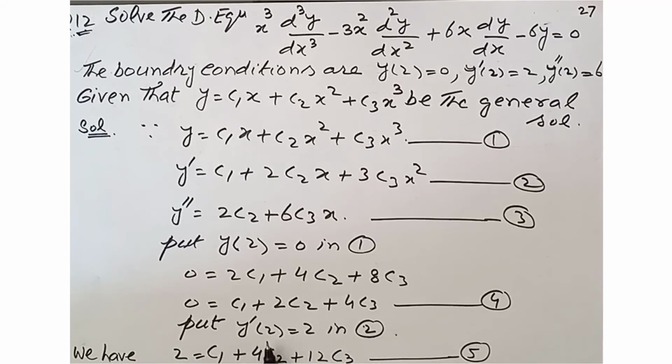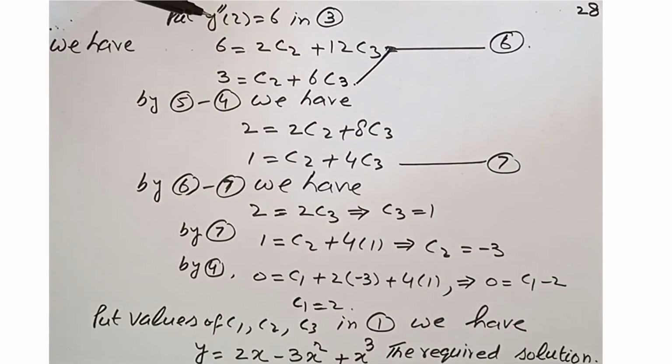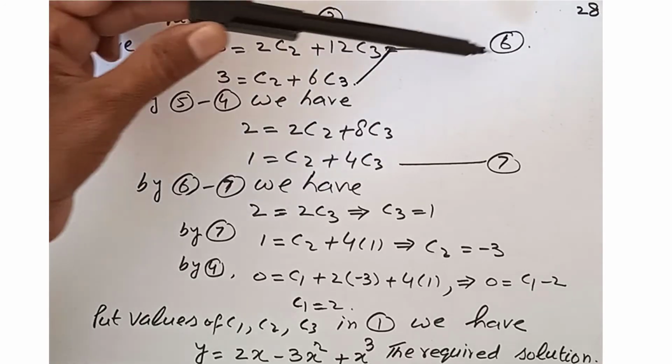Now we put y dash (2) equal to 2. In place of x we put 2, in place of y dash we put 2 in equation number 2. So we have 2 equal to c1 plus 4c2 plus 12c3. This is equation number 5. Now apply the condition y double dash (2) equal to 6 in equation number 3. We have 6 equal to 2c2 plus 12c3. Divide this equation by 2. We have 3 equal to c2 plus 6c3, and this is equation number 6.